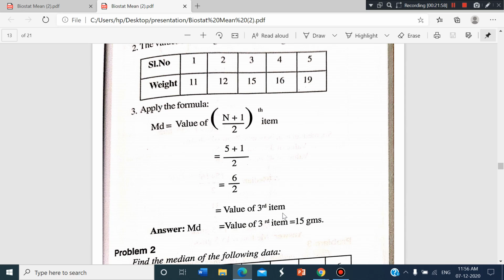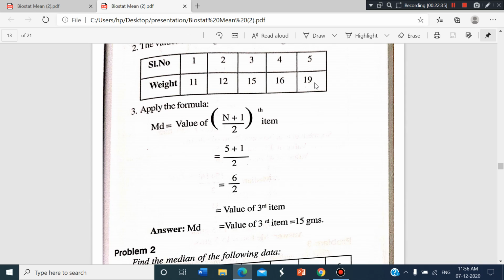The value of the third item. Now, what you should look for is the value of the third item. That is the positional average. The value of the third item is 15 grams, and the median value of the weight of the fishes is 15 grams. It is the positional average, not the mathematical average. Remember, if you add all these values and divide, you will get a different value. That becomes the mean, but here it is the median, where you are finding the positional average.